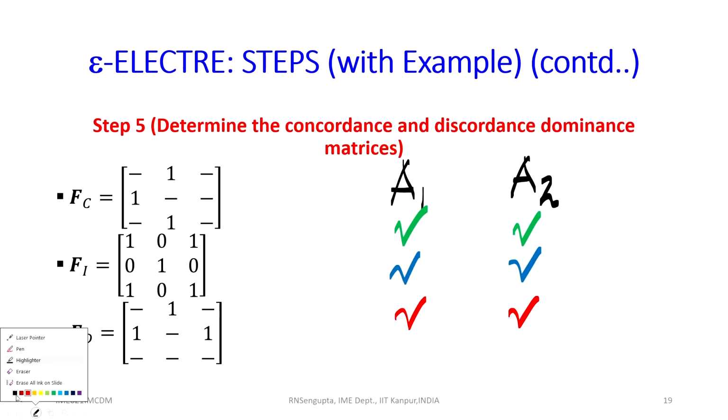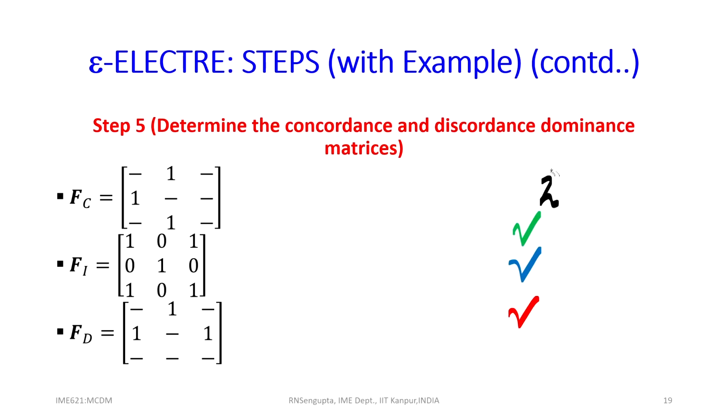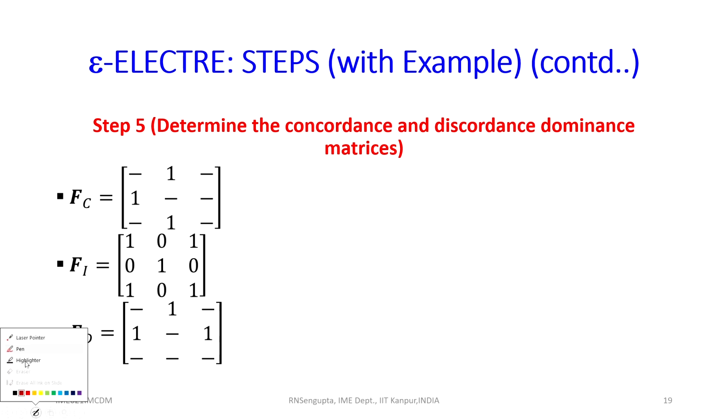Now, would such a ranking be possible for other alternatives? So, we will check in due course of time. So, let me erase it. Let us use, for example, A 1 and A 3, because there are 2 comparisons.